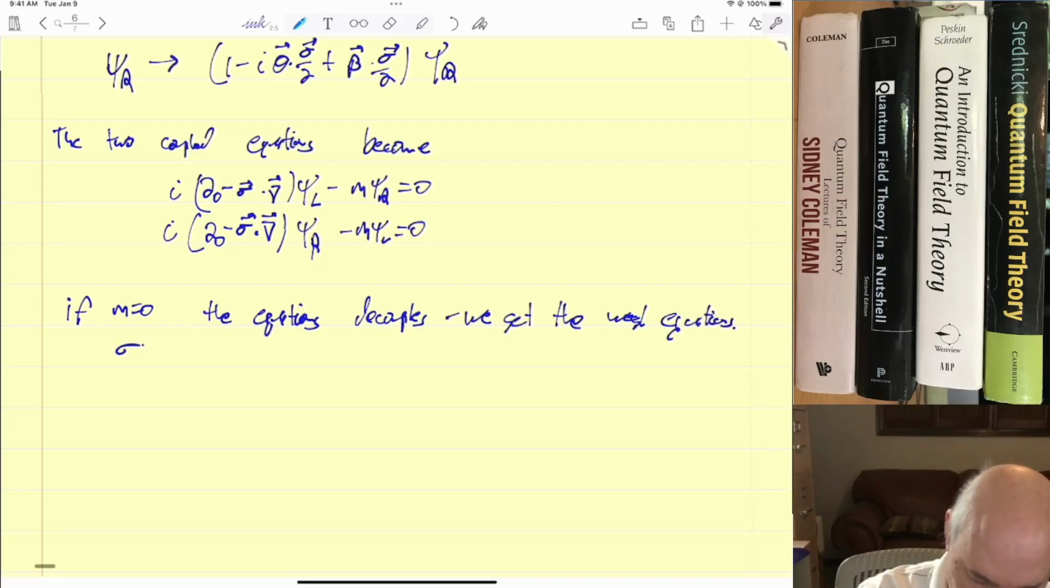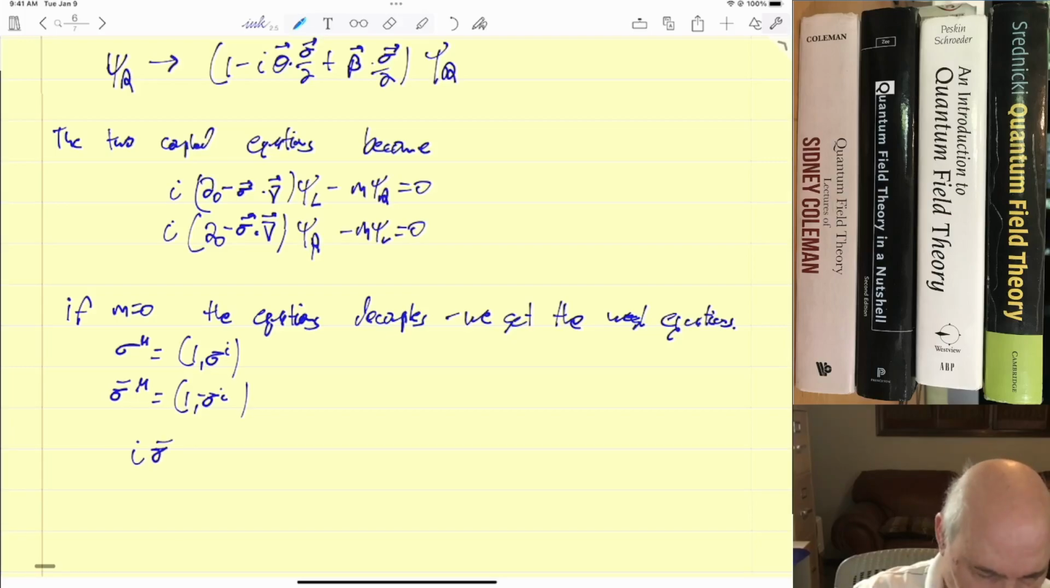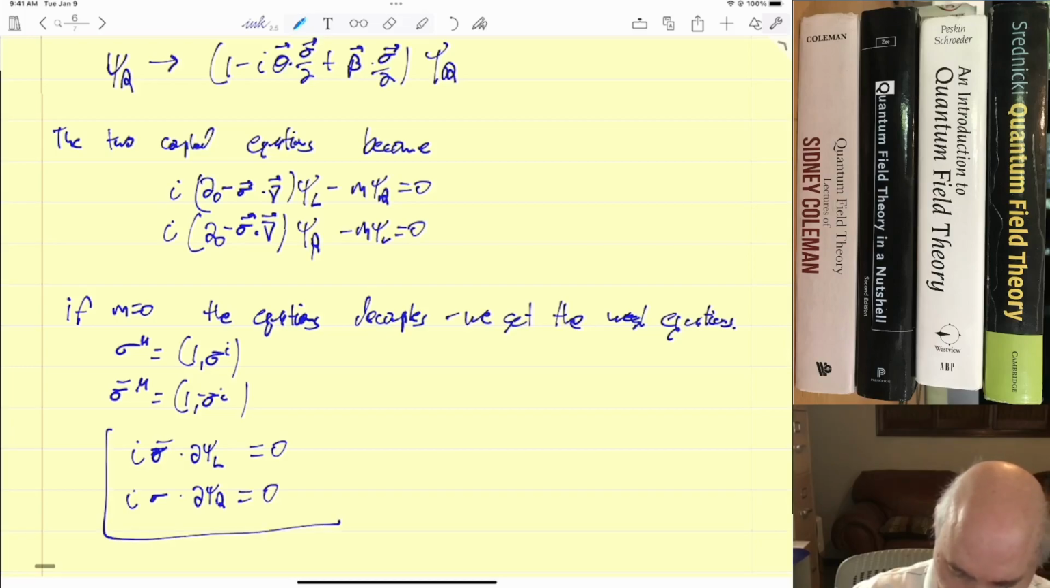First, let me define sigma mu, 1 comma sigma i, sigma bar mu, 1 comma minus sigma i. And the Weyl equations become i sigma bar dot the partial of psi L equals 0. I sigma dot the partial of psi R equals 0. These are the Weyl equations for left and right-handed particles.